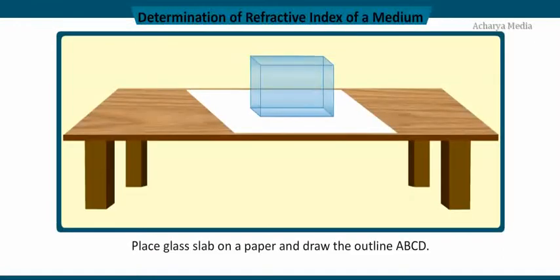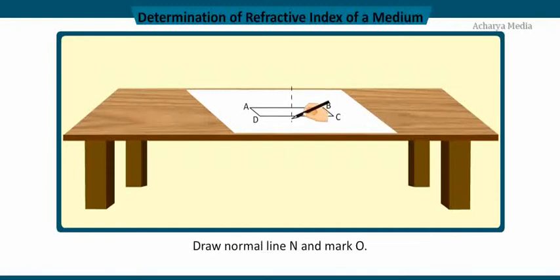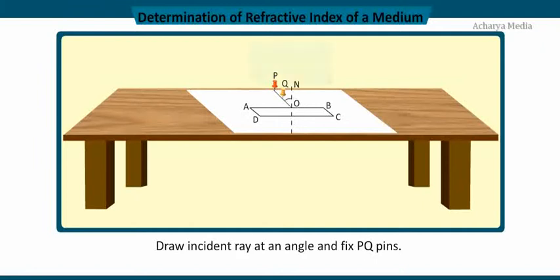Take a glass slab. Place it on a drawing paper. Draw the outline of the slab with a pencil. Remove the glass slab and label A, B, C, D. Draw a normal line N to the face AB. Mark the point O. Now, draw an incident ray at an angle, say 30 degrees to the normal. Fix two pins P and Q on the incident ray. Place the slab and observe images of P and Q at the side CD.